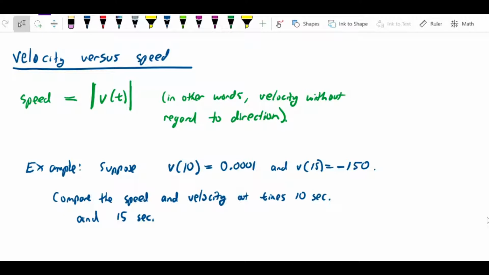One definition that we ought to clear up is the difference between velocity and speed. I know earlier I casually used the term speed and then corrected myself and said I should use velocity. So let's be clear on what the distinction is. Velocity is a signed quantity. In other words, it can be positive or negative.